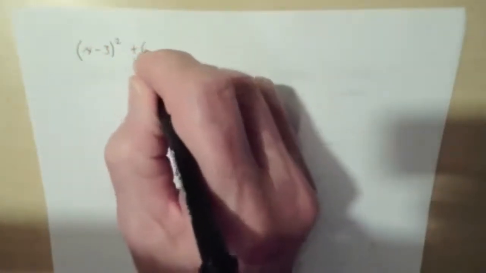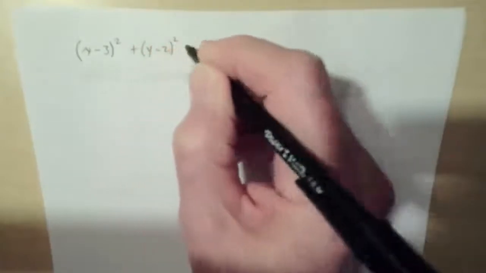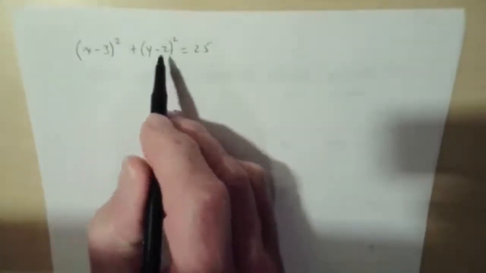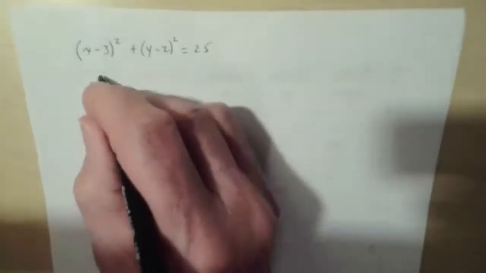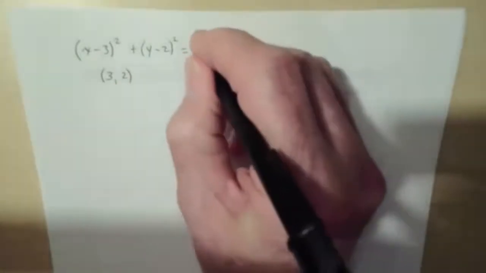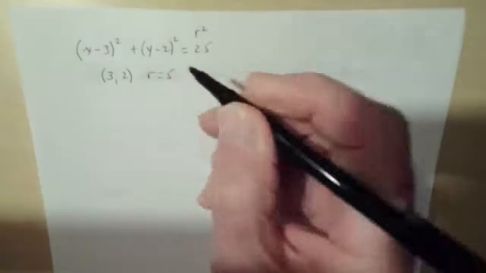Okay. If we have x minus 3 all squared plus y minus 2 all squared equals 25. Now the center of the circle is going to be negative h, negative k. So minus a minus 3 is a positive 3, and 2. And the radius is, this is r squared. So what does r equal? The radius is going to be 5.